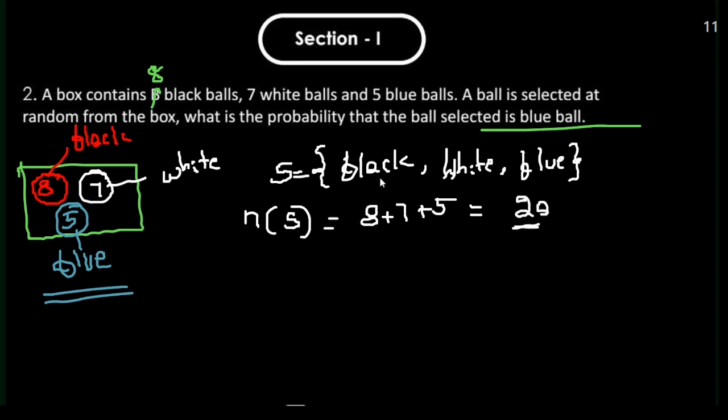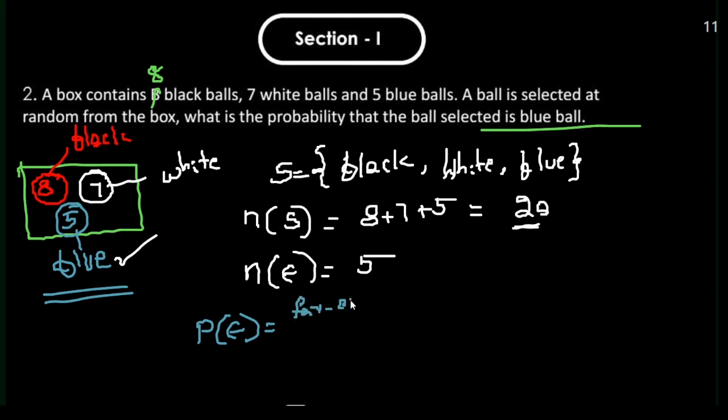Now here come the favorable outcomes. He's asking only for blue, so the favorable outcomes, n of E, is only 5. The probability of getting a blue ball, P of E, is nothing but the favorable outcomes by the total outcomes.